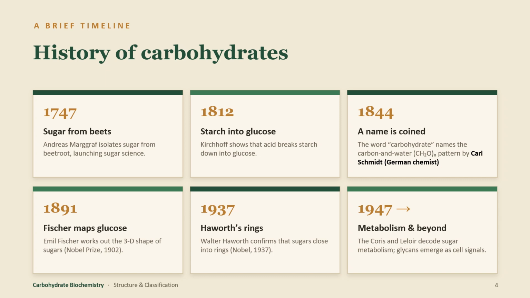And in 1937, Walter Haworth confirmed that the sugar forms rings, and for this discovery he got a Nobel Prize in 1937. And in 1947, it was also observed that this sugar plays a major role in metabolism.